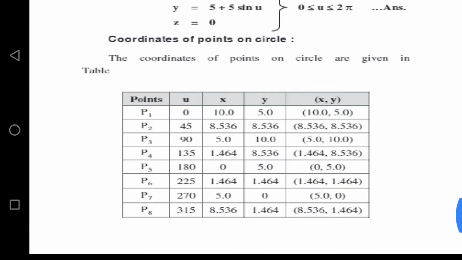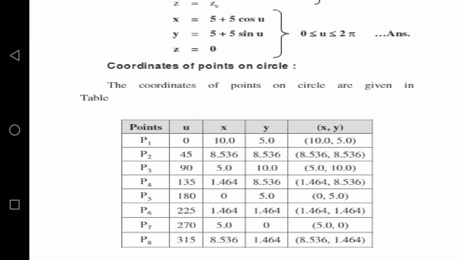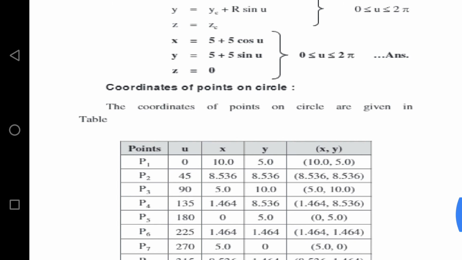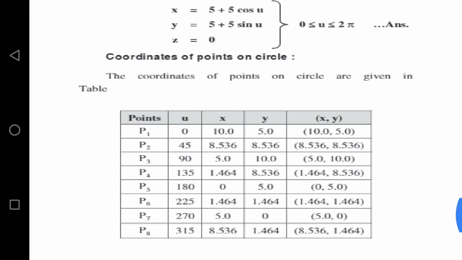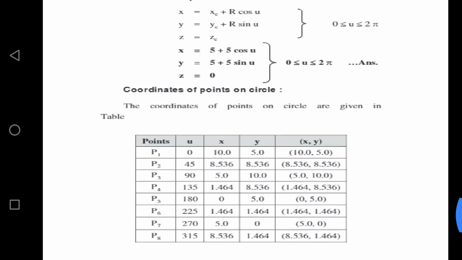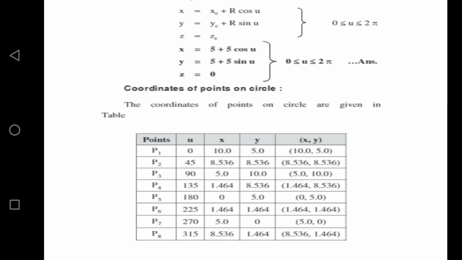So P1 has u equal to 0, x 10 and y 5. If we substitute these values in the x, y and z equations, we are going to get the x value and y value as 10 and 5. At point P2, that is the center point of the first quadrant, we have an angular position u equal to 45 degrees. If I substitute u equal to 45 degrees in the x, y and z equations, I am going to get my x, y values as 8.536, 8.536.